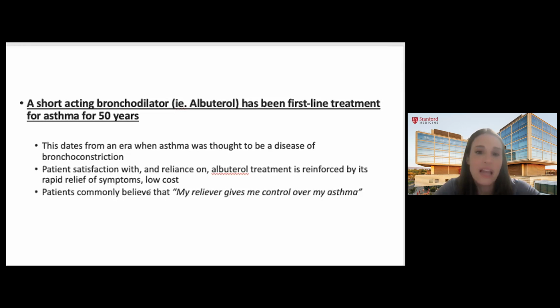And patients like this, it's good. Patients like that they can just carry their albuterol in their pocket. If they have symptoms, they take it, they feel better and they tend to rely on that. And it's low cost, it relieves symptoms. So this all seems pretty good. And patients commonly think, if I have my albuterol, I'm okay. It gives me control over my asthma.